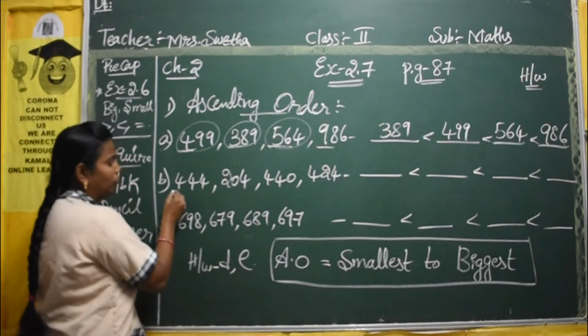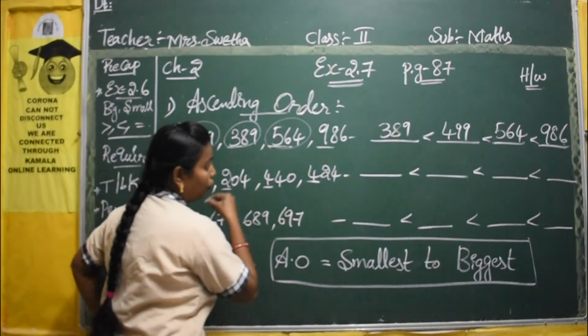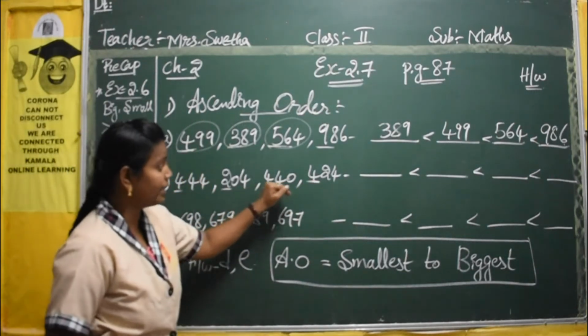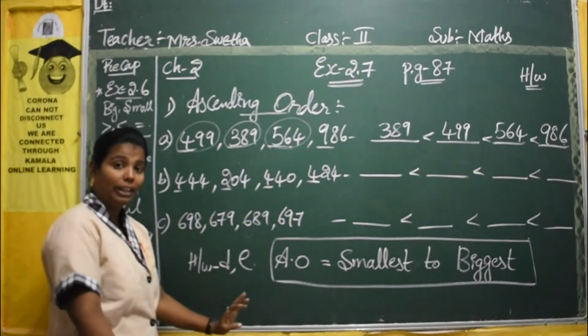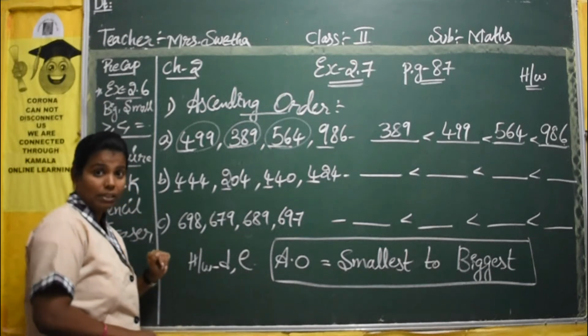Same like that we have to check with the other also. See 4, 2, 4, 4. From three sets of numbers you have the common number 4 and the other number is 2. Which one will become the smallest one?